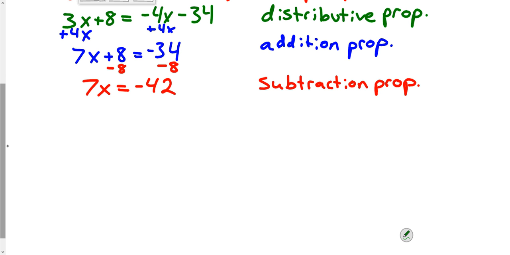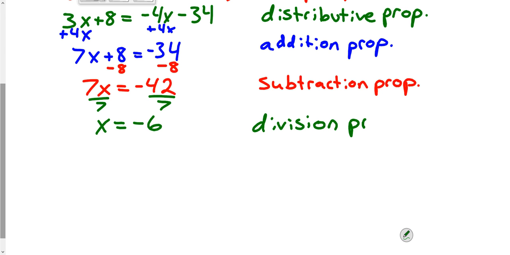Then from 7x equals negative 42, we want to get x by itself. So what do we need to do to get x by itself? We divide both sides by 7. So we get x equals negative 6. And that was the division property.